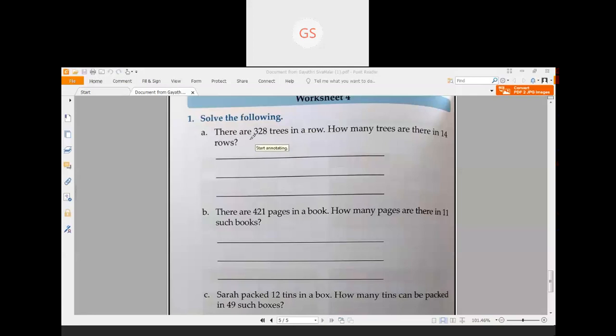There are 328 trees in a row. So please, first you have to underline this one. Yes, this is very, very important. Next is, how many trees are there in 14 rows? In a row means what? One row. Isn't it? So how many trees are there in 14 rows? Now, what will be the first statement? Who can tell that? Please type in the chat box. Tell me the first statement.